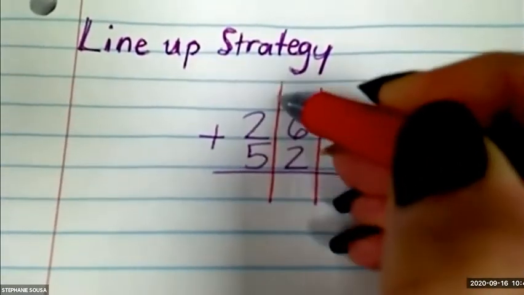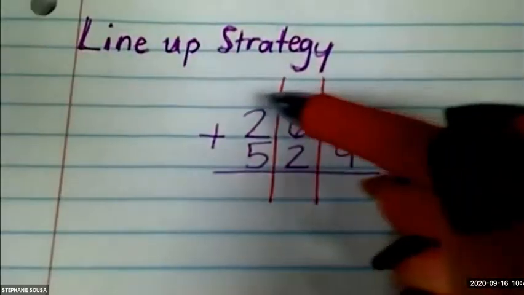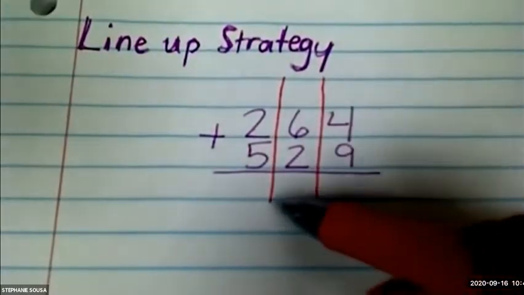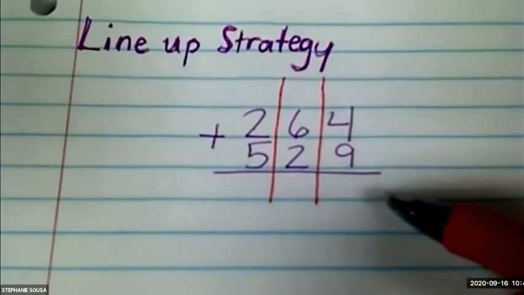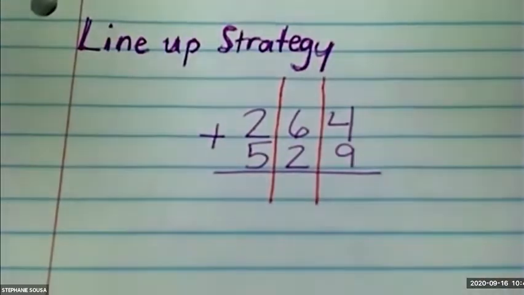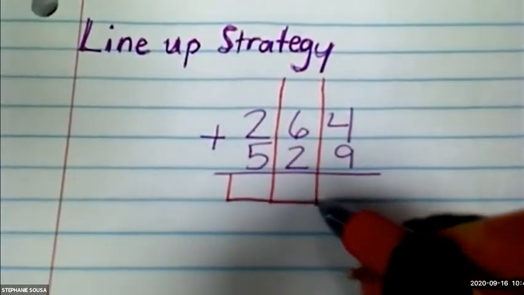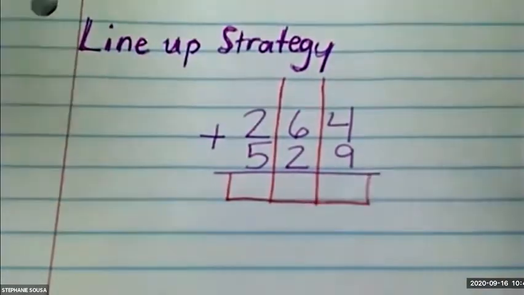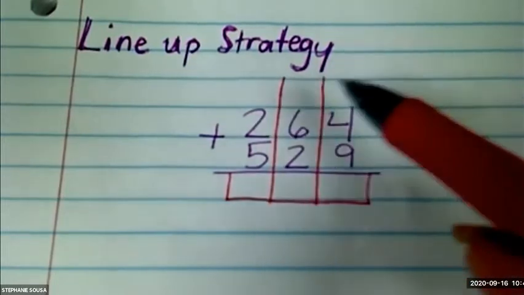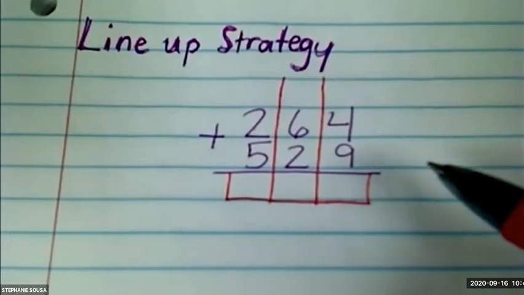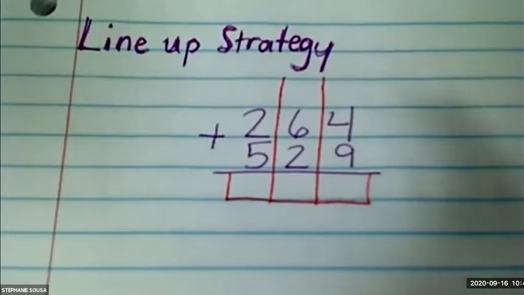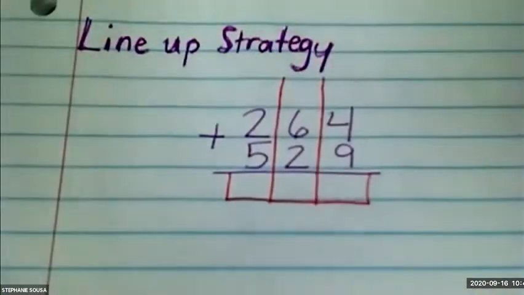And notice my line extends upwards in case I have to regroup, and it extends down below my equals bar for my answer. Okay? Now we know that we can only have one digit in each of the place values. So we're going to go ahead and create one box for each of the place values. This is a very simple, easy way to make sure you are lining up your digits, okay? Everybody take your pencil or your pen and put it down.